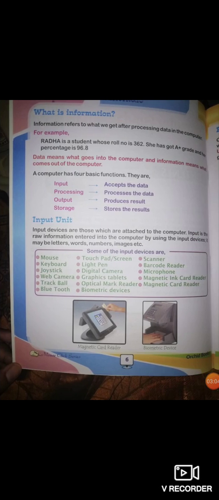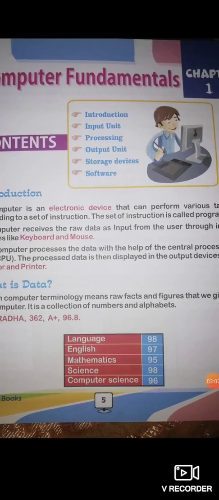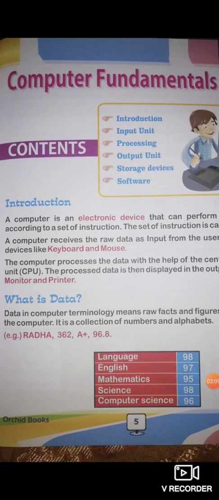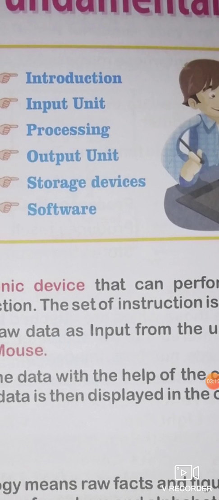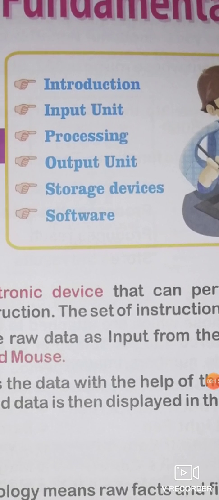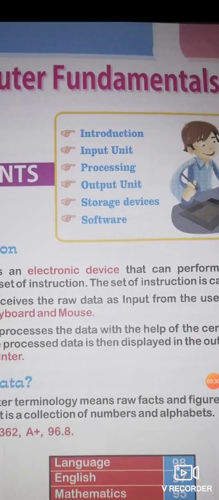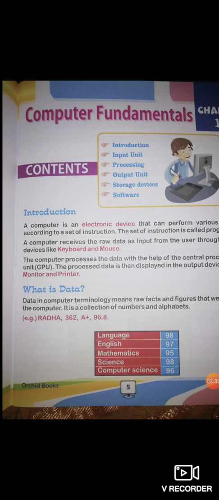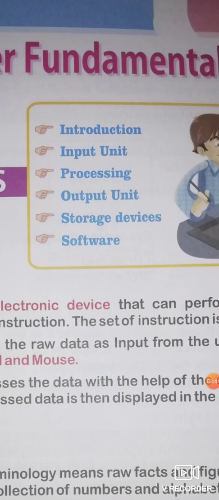And then this is your first chapter, Chapter 1, Computer Fundamentals. Okay, so this is your content page. You can see these are the contents: introduction, input unit, processing, output unit, storage devices, and then software. So from this lesson you are going to know about all these contents. Okay, so today the main objective is that you are going to know what a computer is, what data is, and what things come under the input unit. So today we can cover up to introduction and input unit.